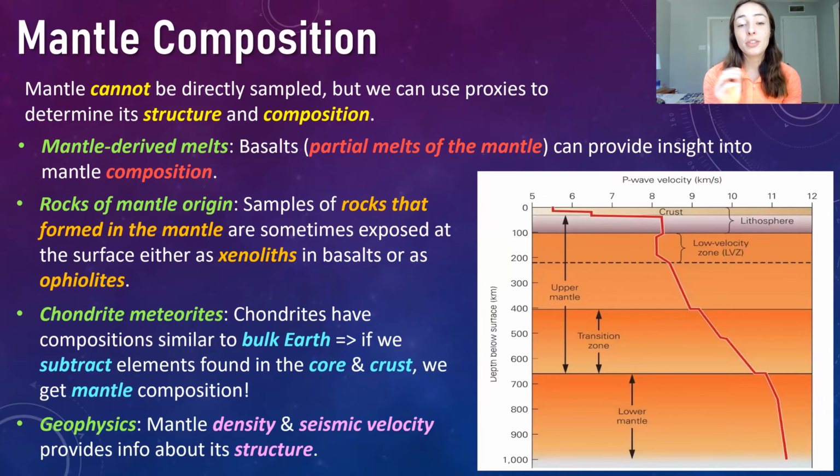Lastly, I've talked about 3 things that help us understand mantle composition, but none that help us understand necessarily mantle structure. So what helps us reconstruct and understand mantle structure? Well, this comes down to geophysics, and that is mantle density and seismic velocity, which we can measure with amazing tools that we have today, can provide us information about its structure. We can tell what kind of seismic waves travel faster or slower at different parts of the mantle, giving us information about its density and structure.